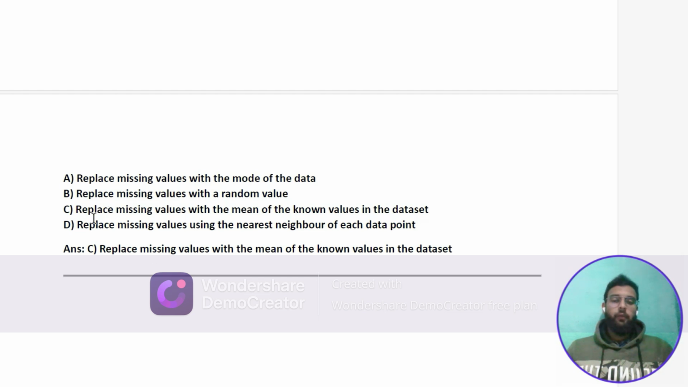The correct answer for this is option C, replacing missing values with the mean of the known values in the dataset.